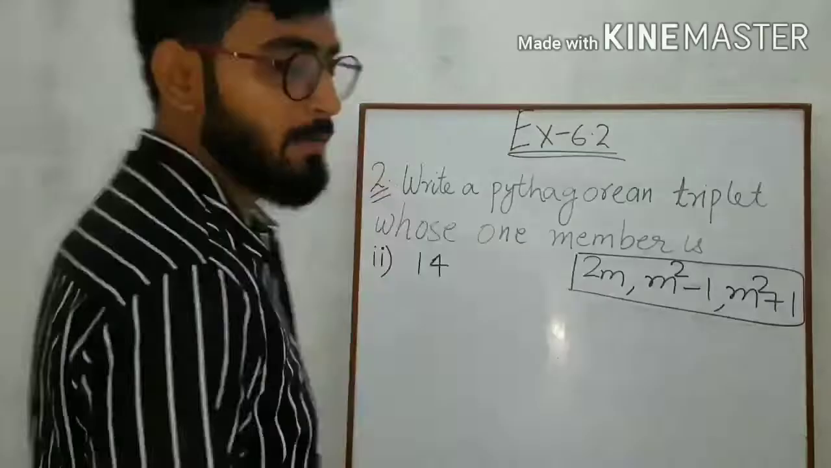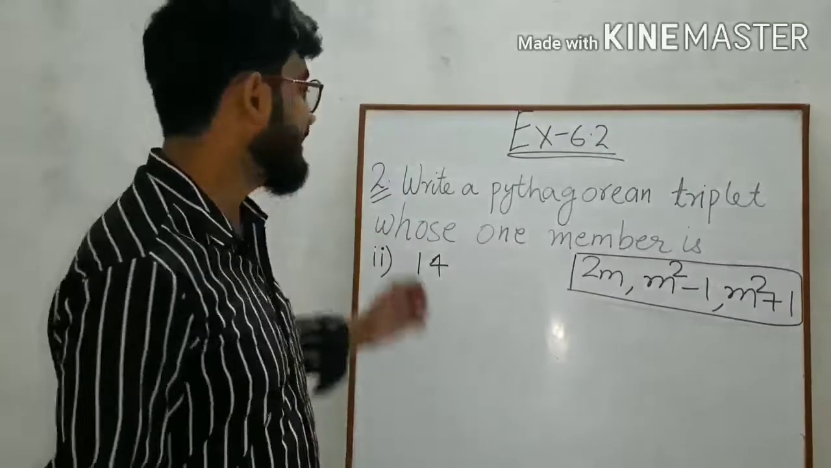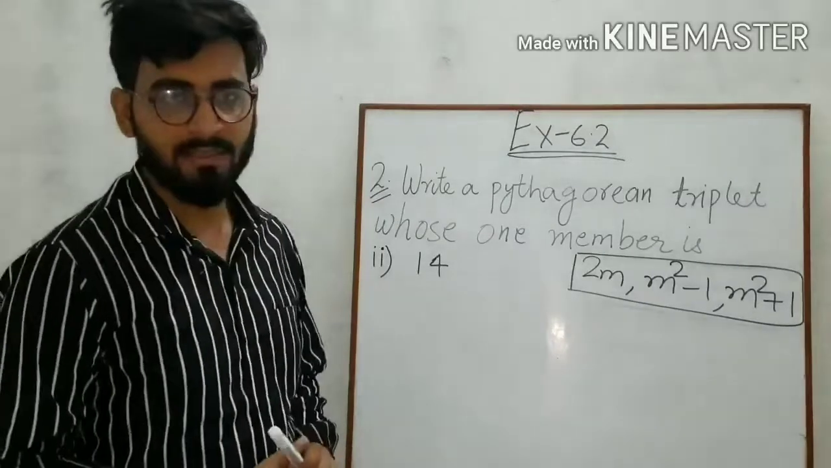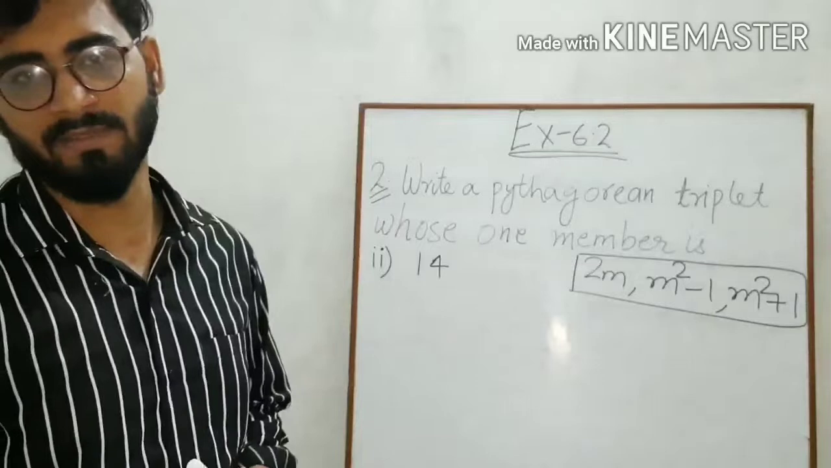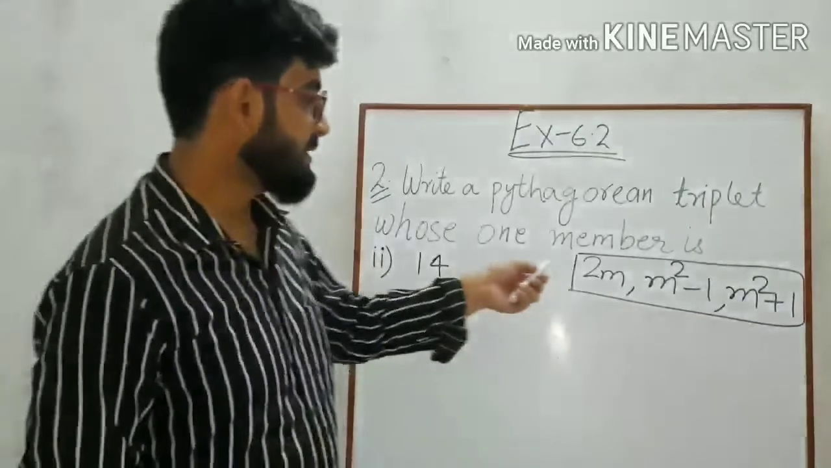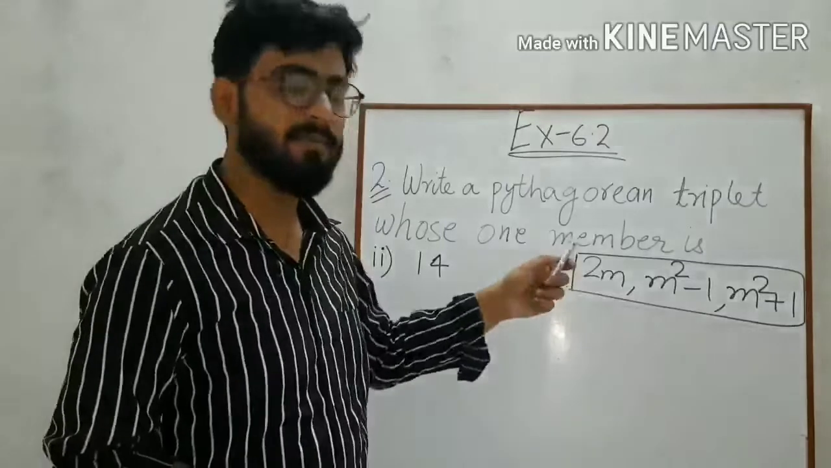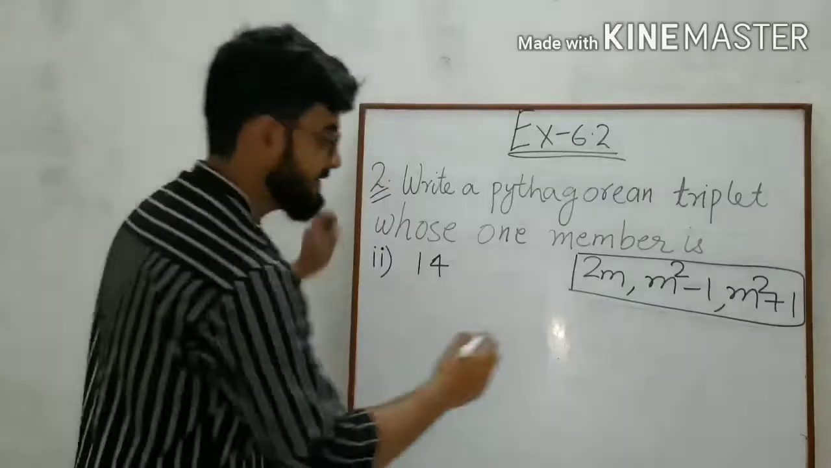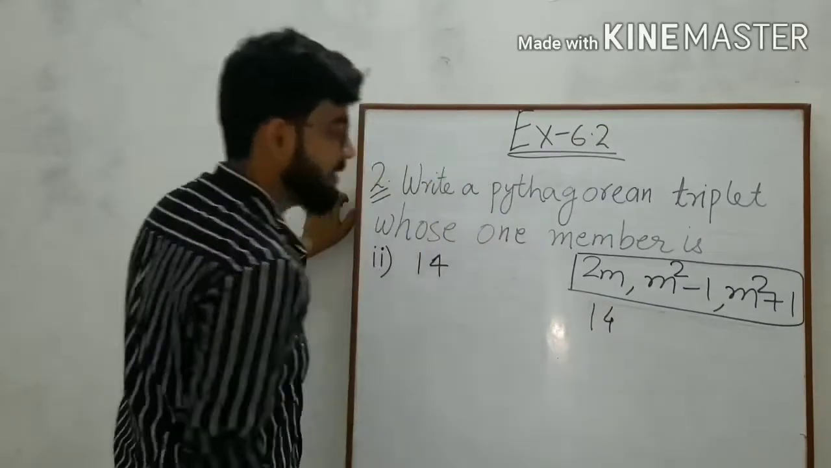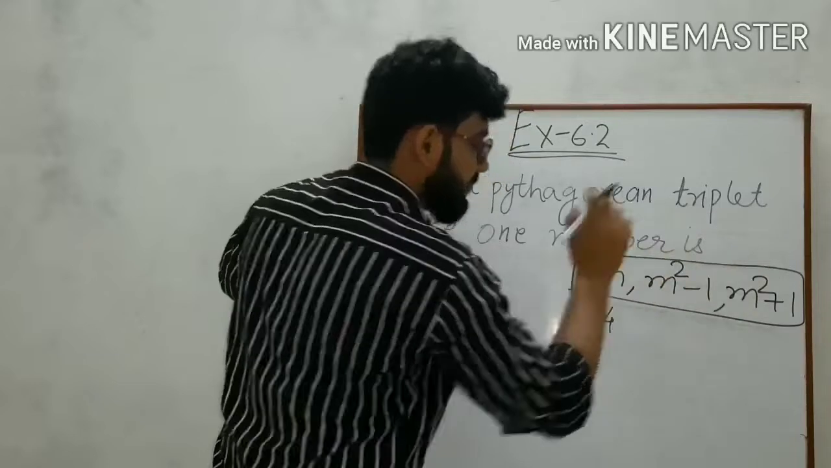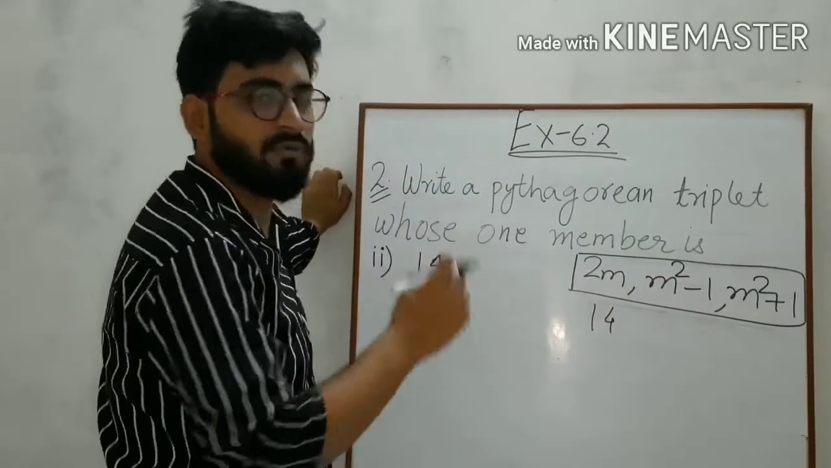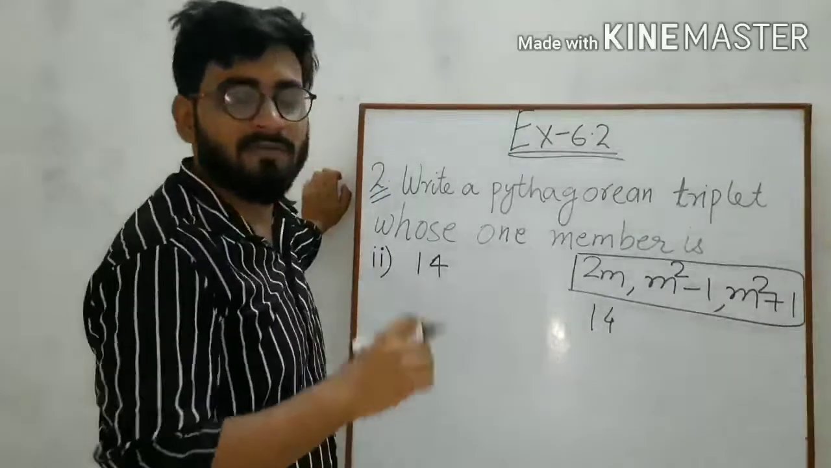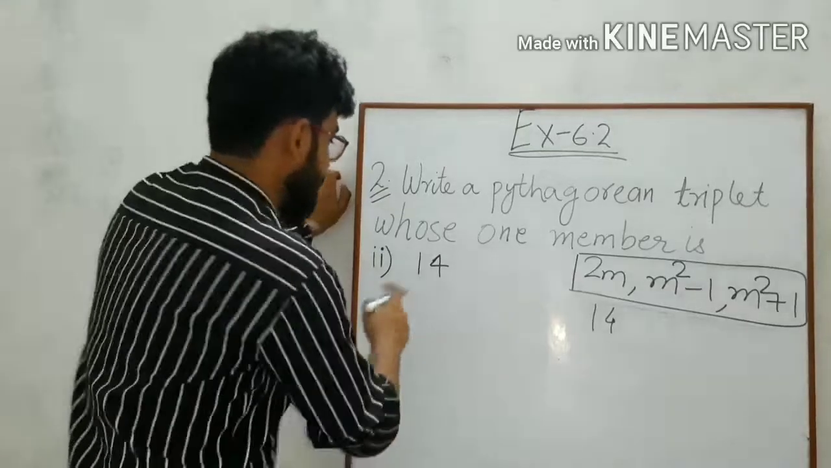Any problem? So now we are moving to the second part of the second question. That is, one member is given to us, that is 14. Now we have to find the other two members. So what we will do? We know the general form of the Pythagorean triplet, that is 2m, m square minus 1 and m square plus 1. One member is given, that is 2m is 14. Now you have to find m square minus 1 and m square plus 1. When you find these two, then you get all the members of the Pythagorean triplet. So 14 is given.